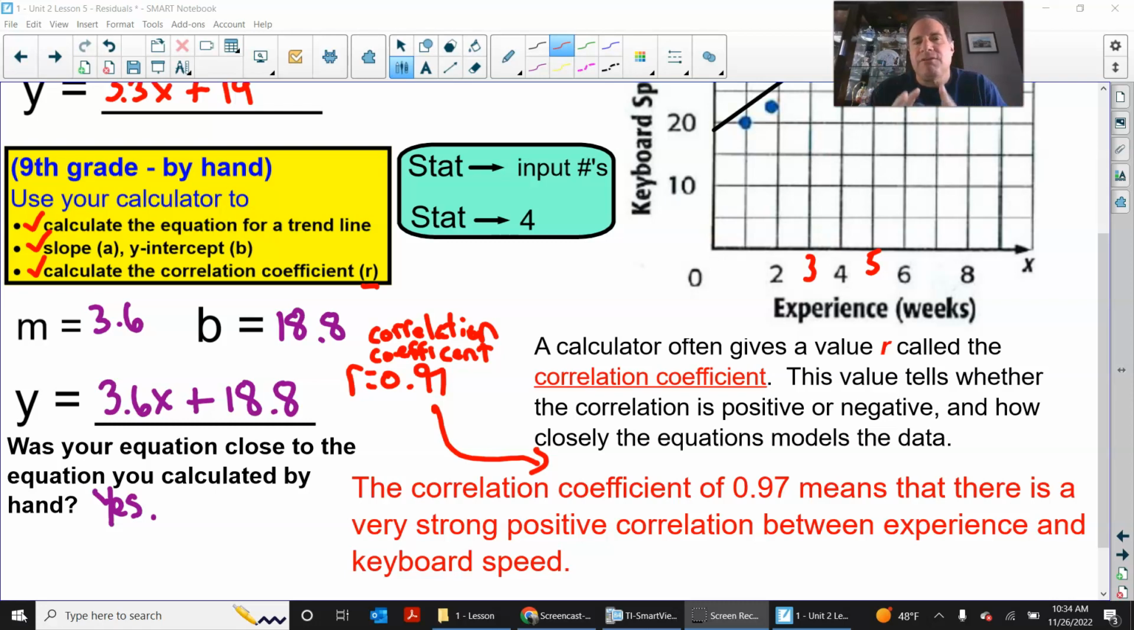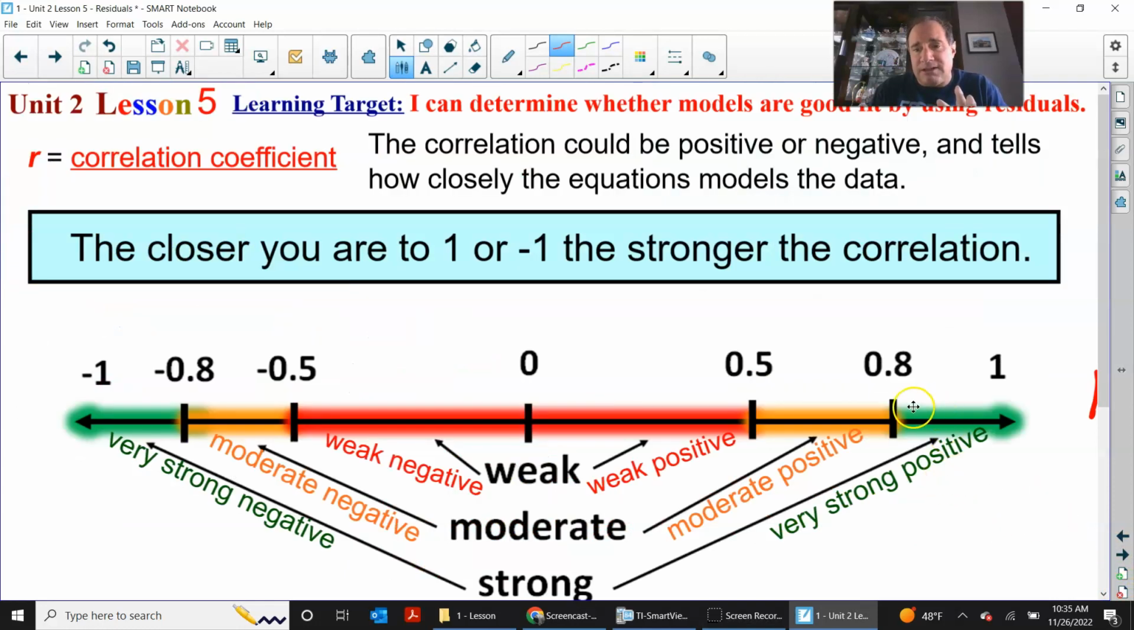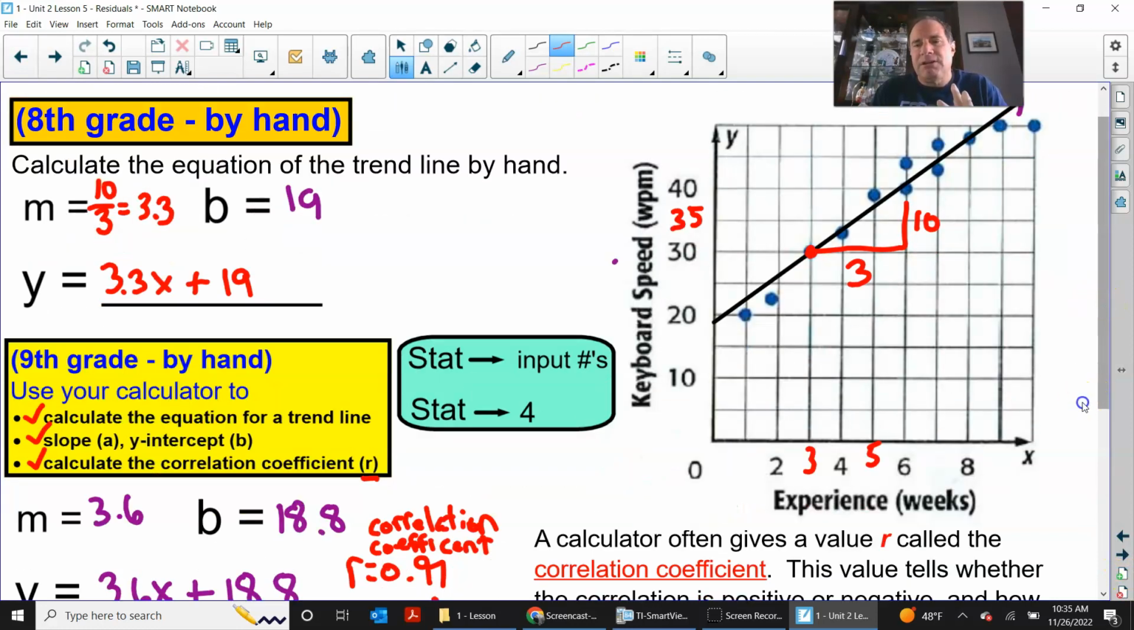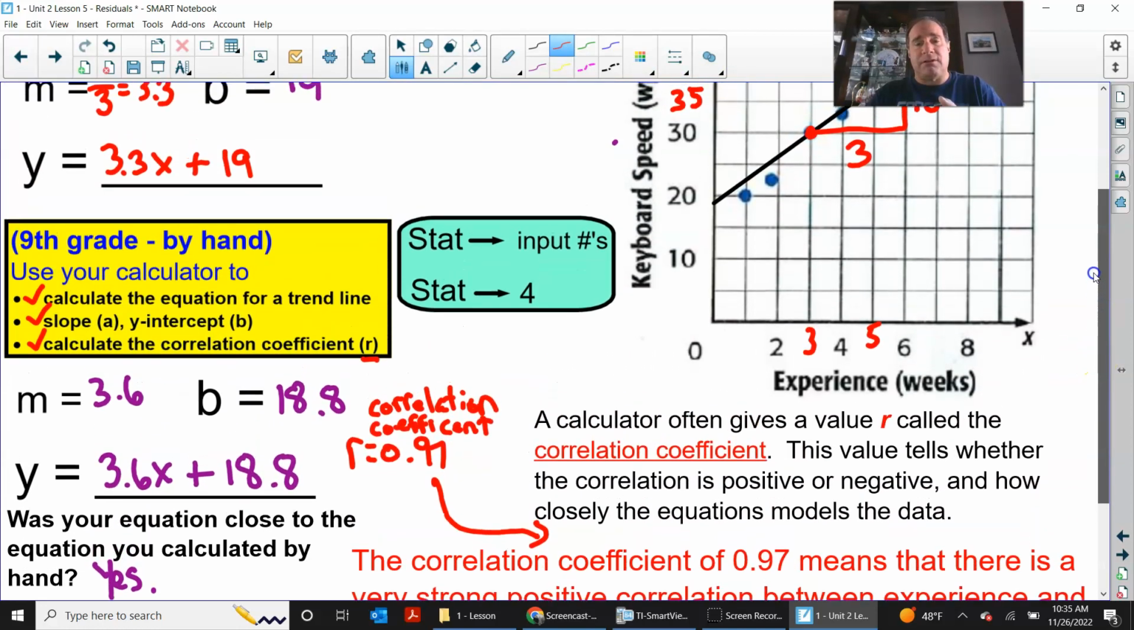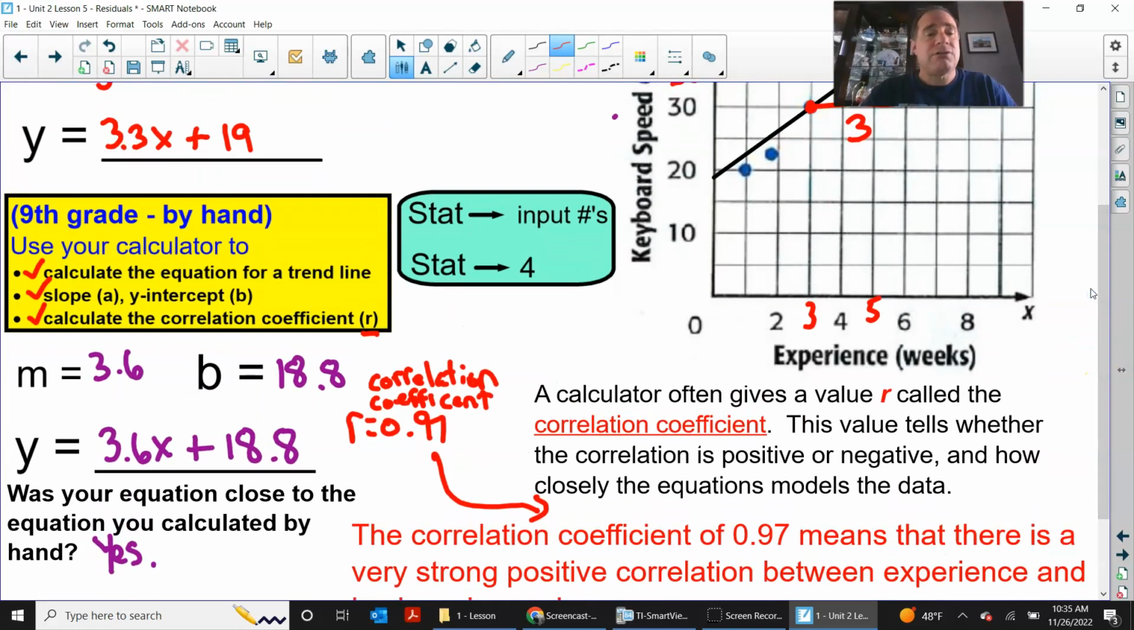So of 0.97, let me just go to this page again. Remember, 0.97 is in this green area right here. So this correlation coefficient of 0.97 means that there is a very strong positive correlation between, and then you just take whatever's written down here, experience in weeks, and keyboard speed, which is right here on the y-axis. So there is a very strong positive correlation between experience and keyboard speed. And that is it. All right.